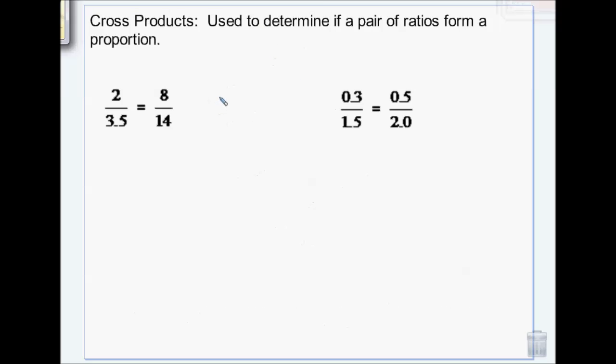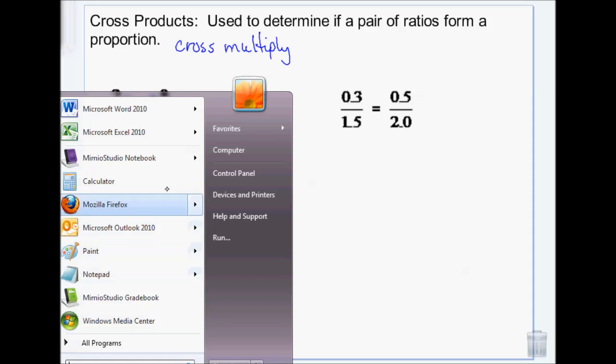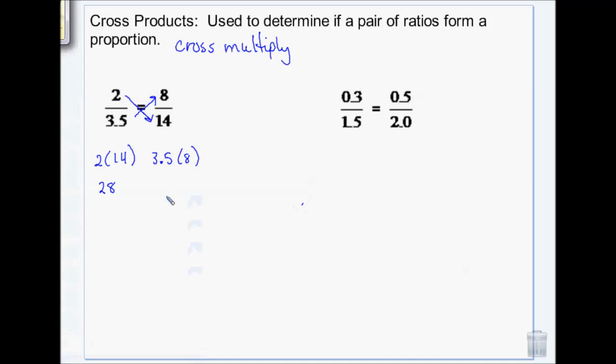Method 2 on how to tell if a pair of ratios is a true proportion. We're going to cross multiply. So I'm going to do 2 times 14 and 3.5 times 8. 2 times 14 is 28. Actually, 3.5 times 8 is 28. These are equal, so it is a proportion.